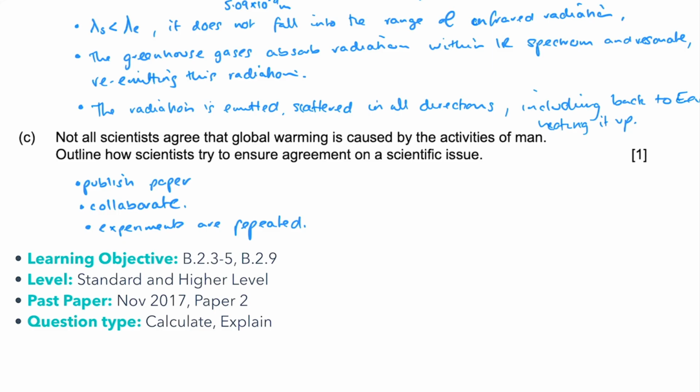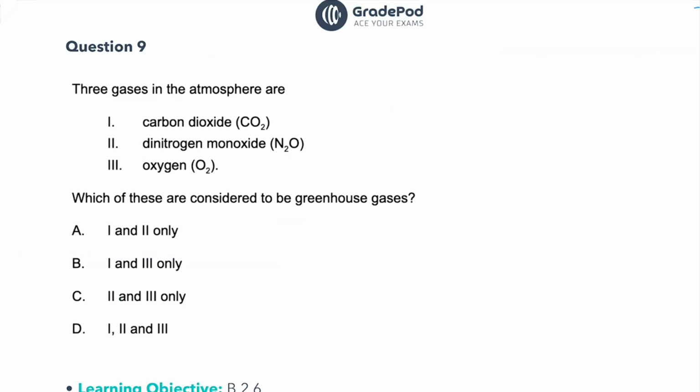scientific issue. Question 9. Three gases in the atmosphere are carbon dioxide, dinitrogen monoxide, and oxygen. By the way, sometimes this is called nitrous oxide, you might see that. Which of these are considered to be greenhouse gases? Well, we know from the syllabus that methane, nitrous oxide, water, and carbon dioxide are the greenhouse gases. So our answer here is 1 and 2A.